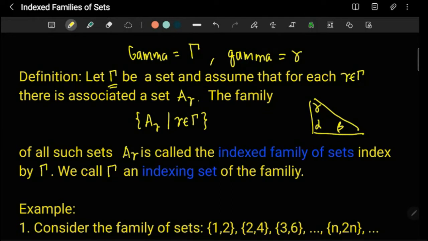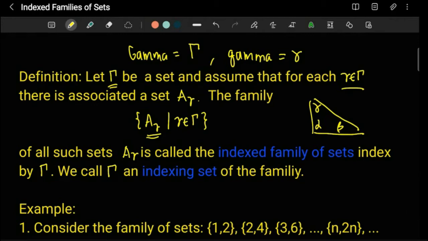Yung small gamma naman, para siyang ribbon. So, the capital gamma we will use to denote a set, and the small gamma we will use to denote a member of that set. So, let gamma be a set, and assume that for each gamma, we have an associated set A sub gamma. So the family of all these sets, yung collection ng mga A sub gamma, for all gamma in the indexing set, is what we call an indexed family of sets.